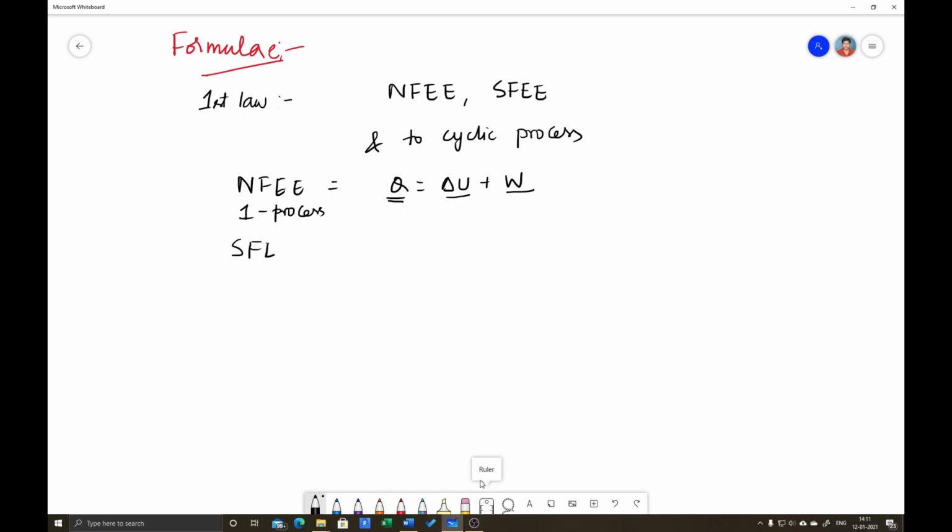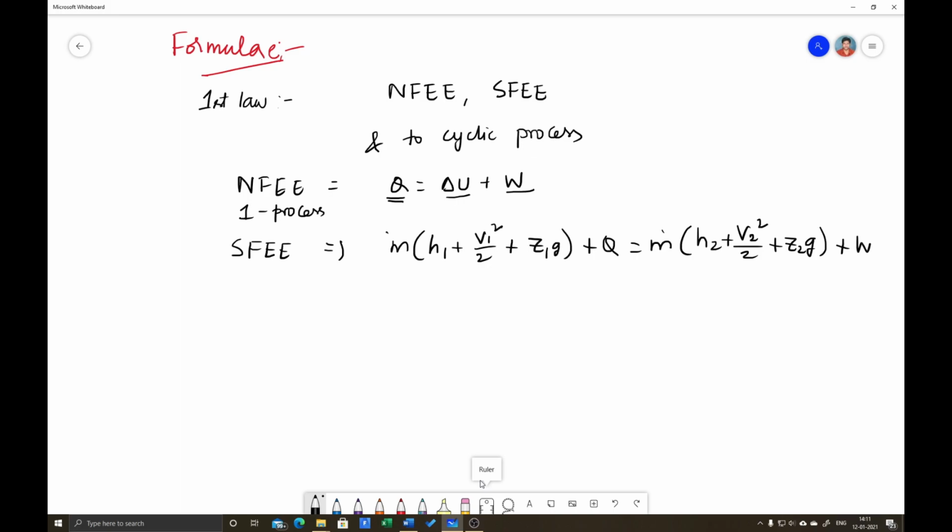Similarly, SFE we have already covered today. SFE is m dot into H1 plus V1 square by 2 plus Z1G plus Q is equal to m dot into H2 plus V2 square by 2 plus Z2G plus W. This is the steady flow energy equation. This is also for a single process, but for an open system.